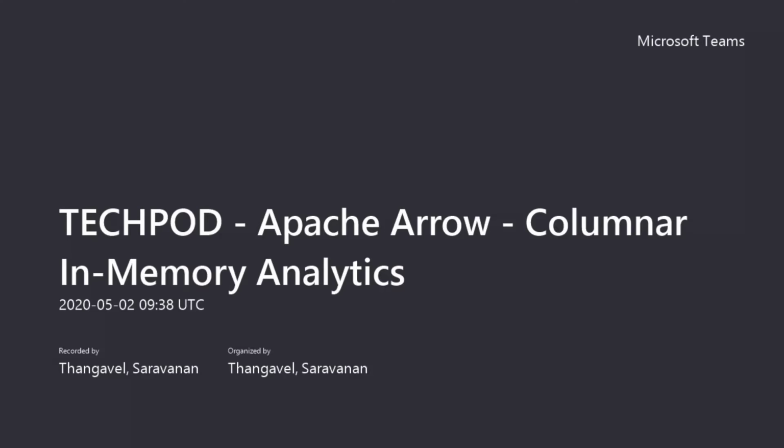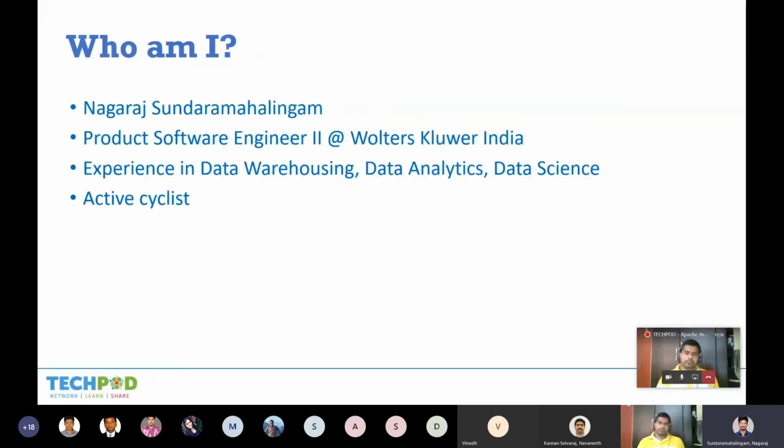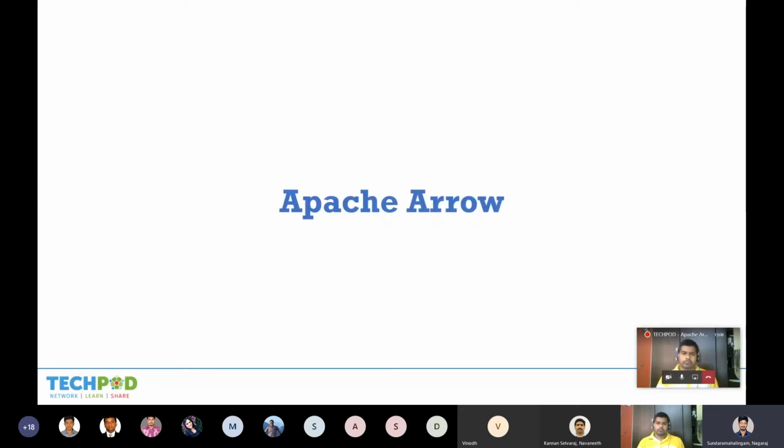I can say because I worked in data warehouse, data analytics, and currently data science. In Walters Kluwer, I have been working for the past 2 years as a product software engineer. This session is mainly on Apache Arrow. So what is Apache Arrow and how does it work?